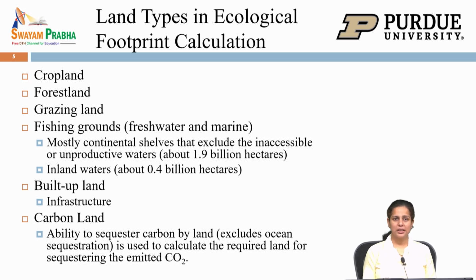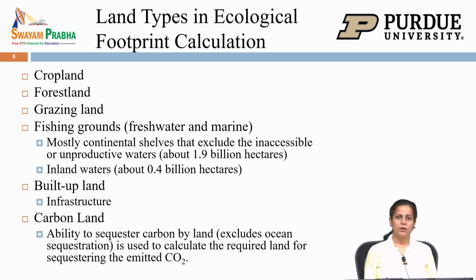There is also inland water, which is about 0.4 billion hectares, and the inaccessible unproductive waters are not included. So, that area provides the biocapacity for the calculation of footprint for the fishing grounds. Built up land is infrastructure which we directly use for human habitats, and that is what we call infrastructure land or built up land.